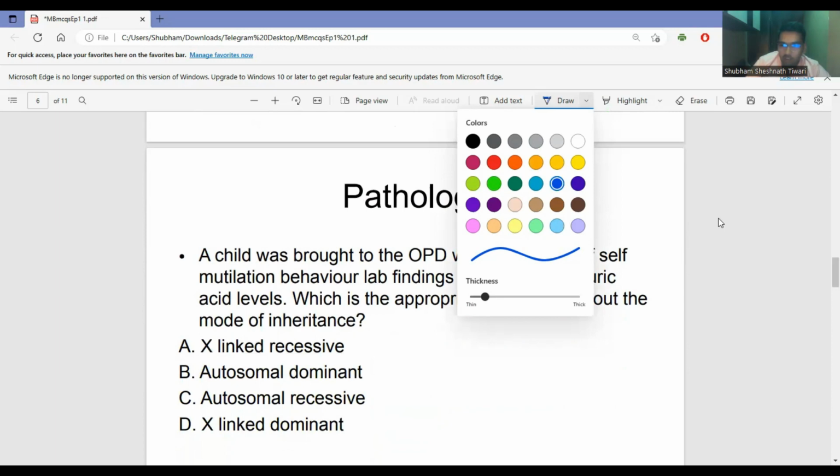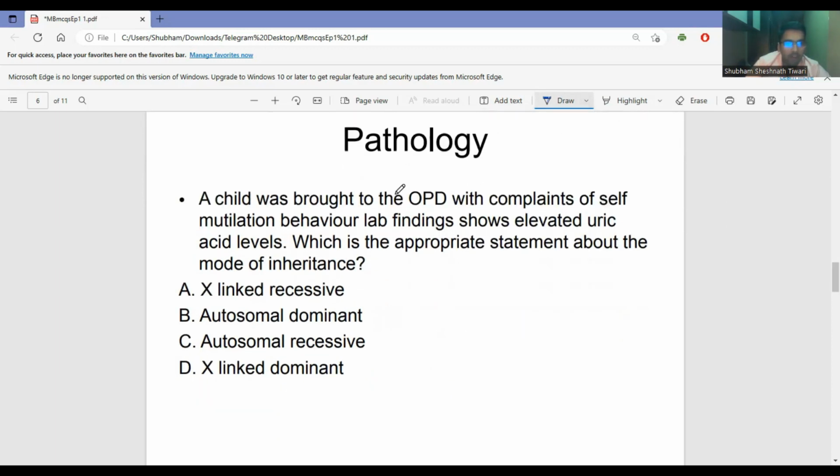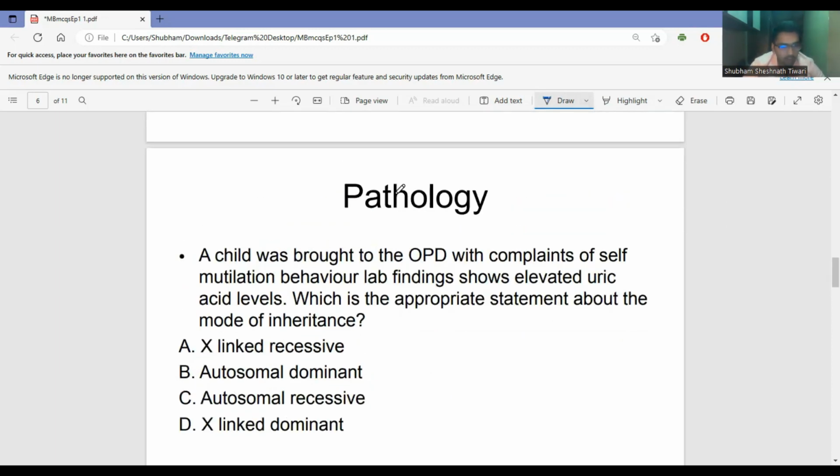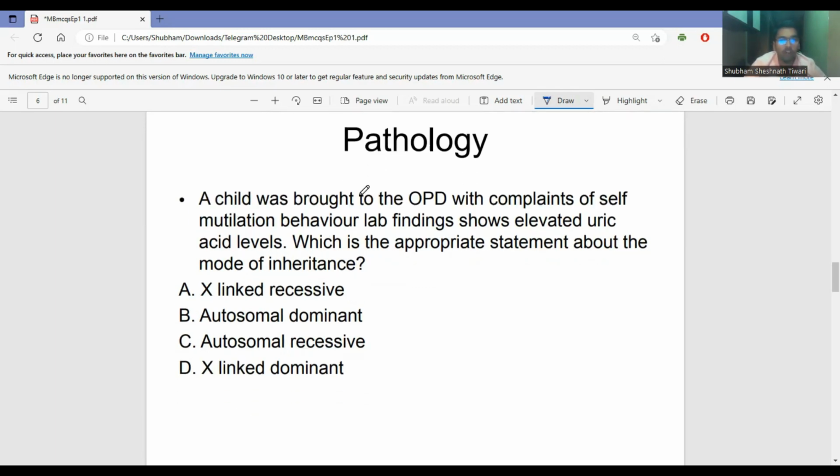Let's move on to the next question. The next question is from pathology. A child was brought to the OPD with complaints of self-mutilation behavior. Lab findings show elevated uric acid levels. Which is the appropriate statement about the mode of inheritance?